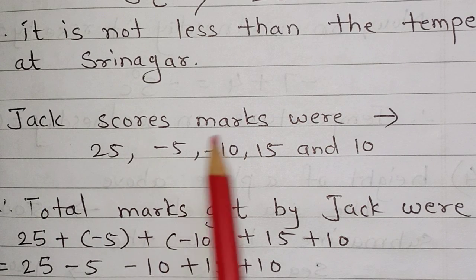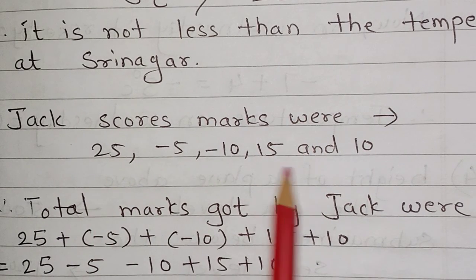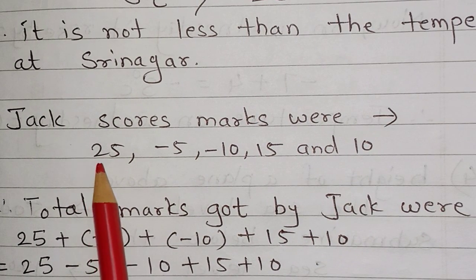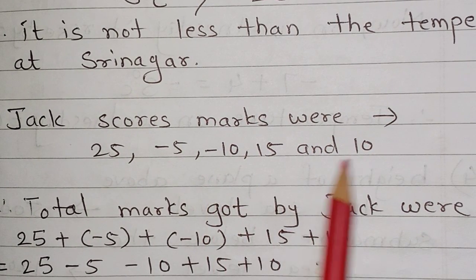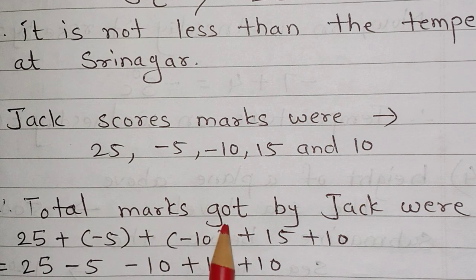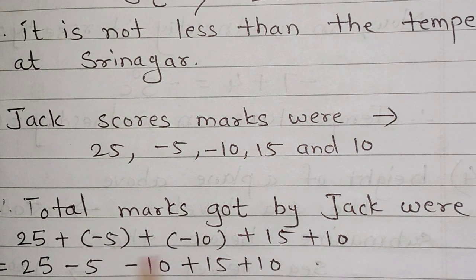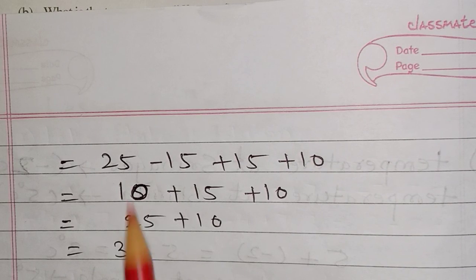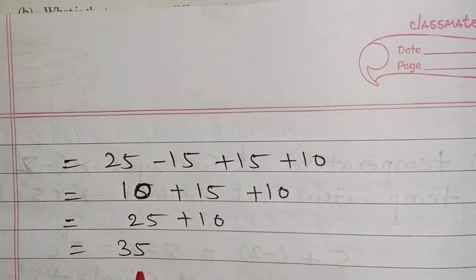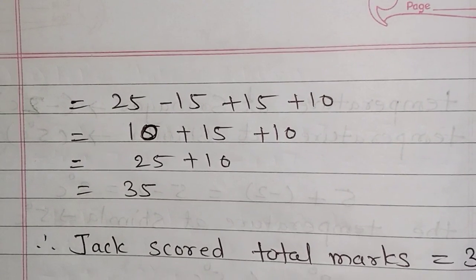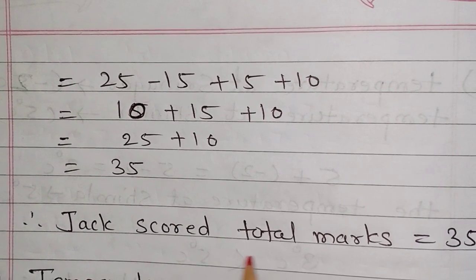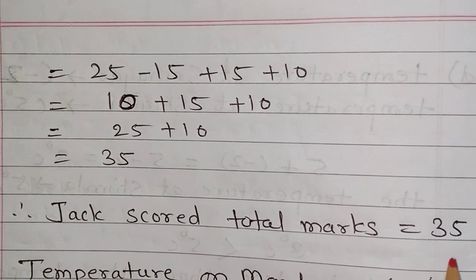Now Jack's scores were written. I have written the marks scored by Jack: 25, minus 5, minus 10, 15 and 10. Now the total marks got by Jack. So let's add them. 25 plus minus 5 plus minus 10 plus 15 plus 10. Solve the bracket. Take all the numbers out and after solving it we get the final answer 35. So therefore Jack scored total marks 35.